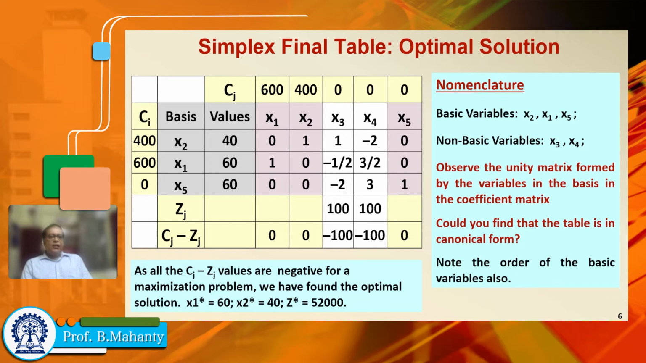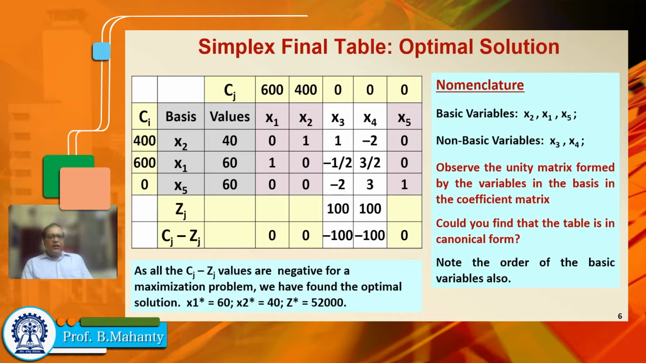So what is the final solution? X2 equal to 40, X1 equal to 60, and X5 equal to 60. Since X2, X1 and X5 are in the basis, in that order, they form the unity matrix: x2 1 0 0, x1 0 1 0, and x5 0 0 1. x3 and x4 are in the non-basis because they are the non-basic variables. Their coefficient values are there.